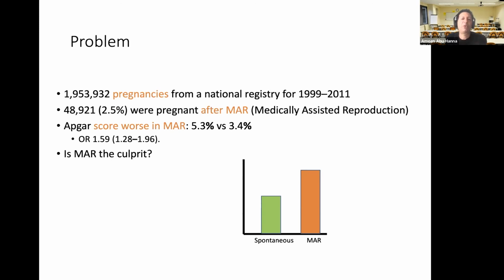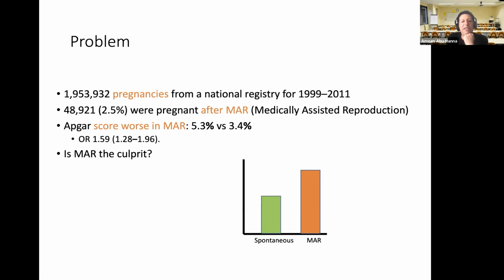The score is between 1 and 10. If it's under 4, we called it the bad outcome. If it's above 4, we called it the okay outcome. And if you do this dichotomy, you see that the babies born because of MAR, because of the technology, have more chance of a bad outcome than those who did not have MAR.